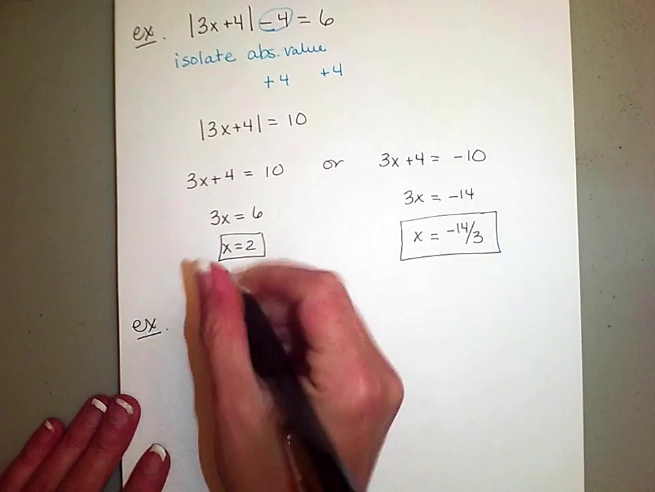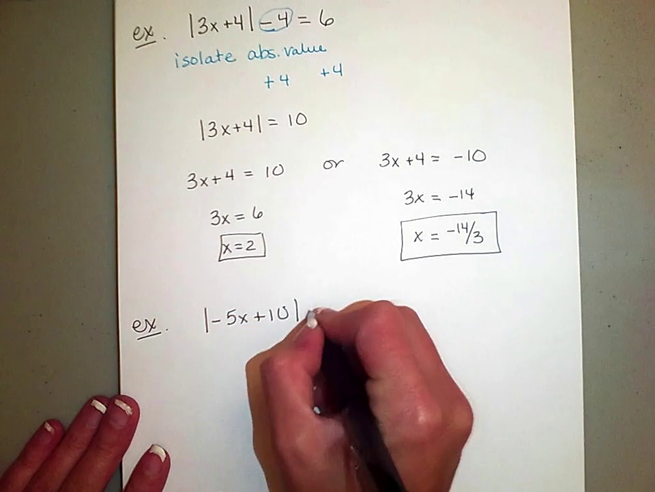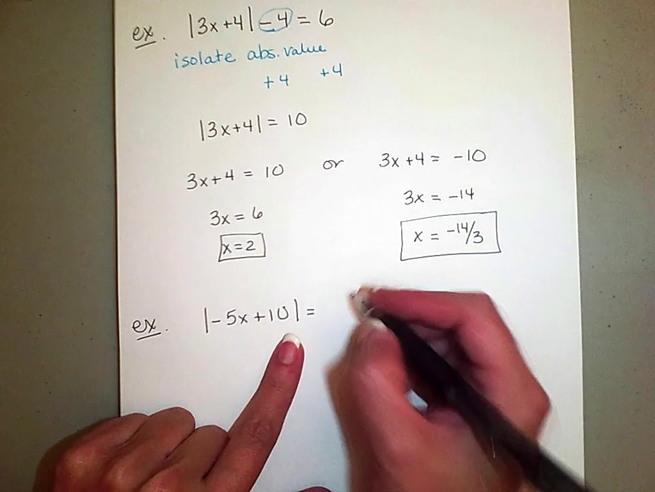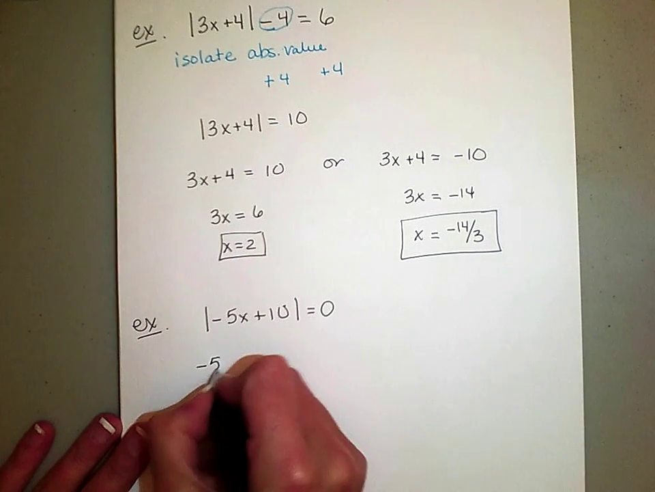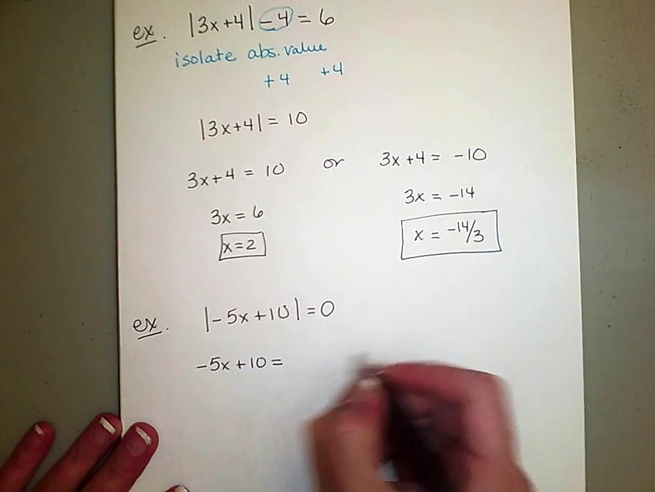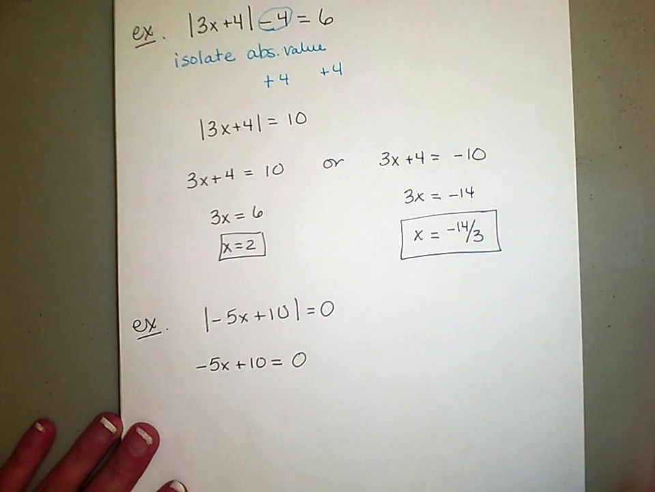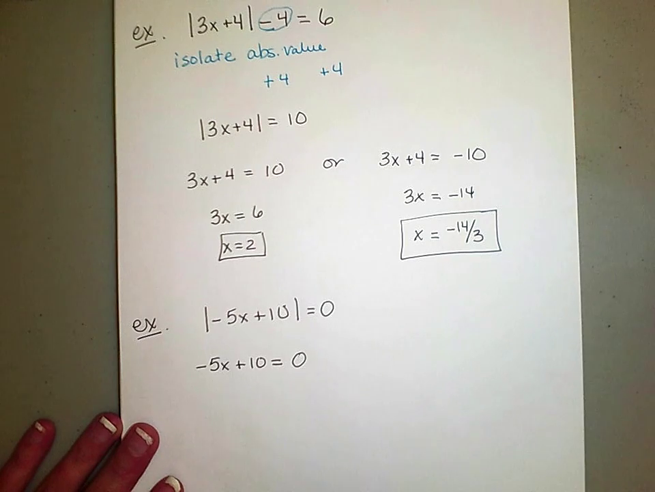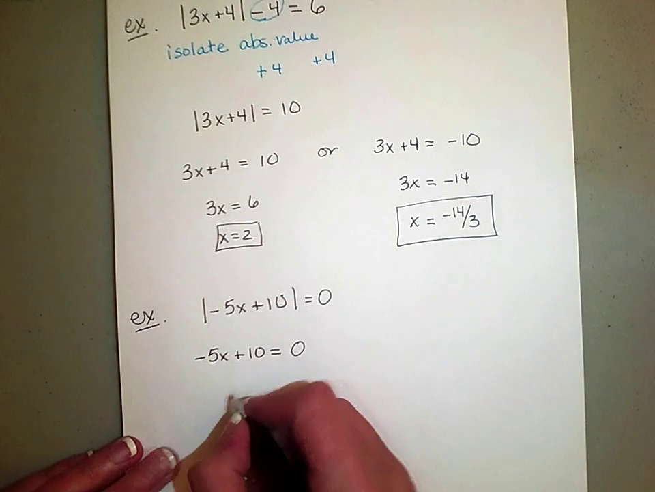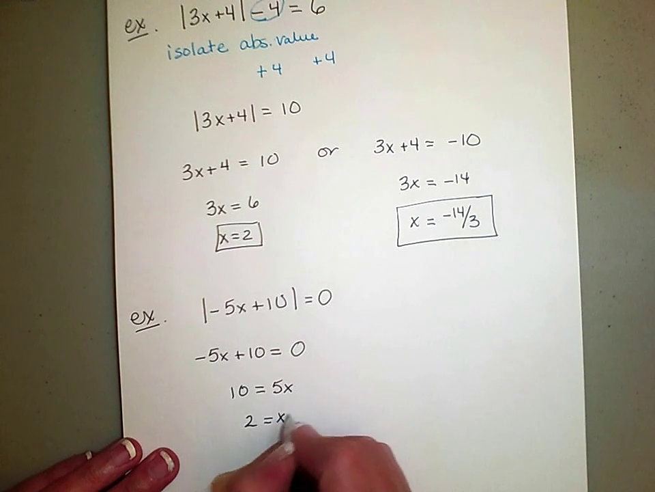There's another case. We could have that the absolute value of something, in this case the absolute value is isolated, will be equal to 0. So since it's isolated, we can split it up. -5x plus 10 is equal to +0, or that what's inside is equal to -0. But there's no such thing as positive or negative 0. There is just 0. So in this case, we only have 1. So we can solve this. And so we see that x must be equal to 2.